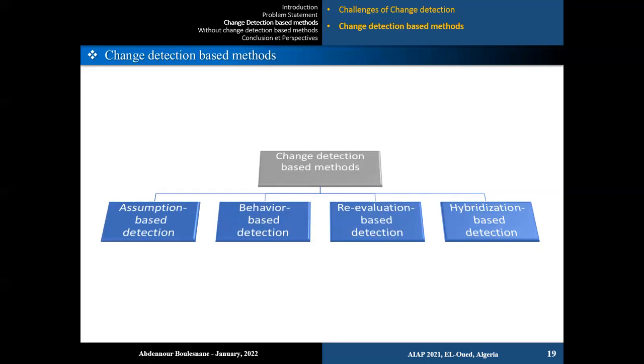Another famous method is reevaluation-based detection. This approach is easy to implement and does not require elaborate statistical analysis, and it's more favorable when the change detection is more difficult. However, it assumes that there is no noise in function evaluation, which means it's not robust with all problem instances. The last method is hybridization-based detection. Despite its effectiveness, it always suffers from the problem of high computational costs.